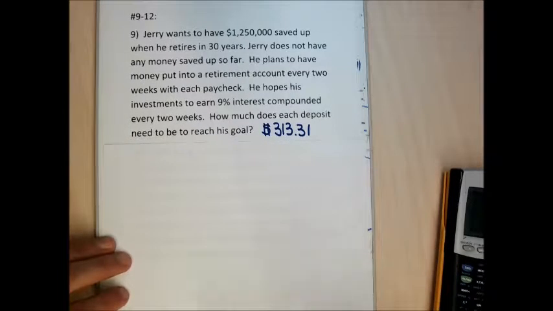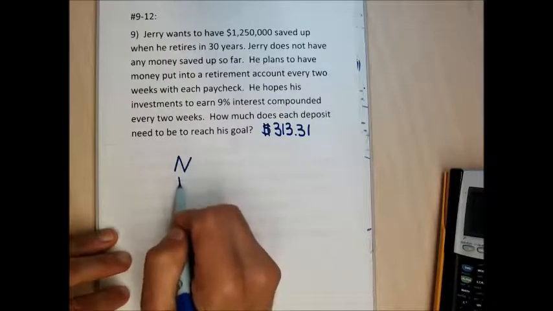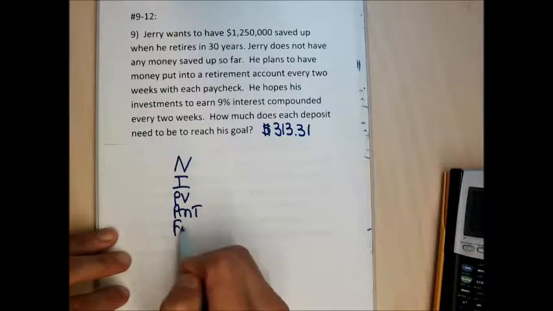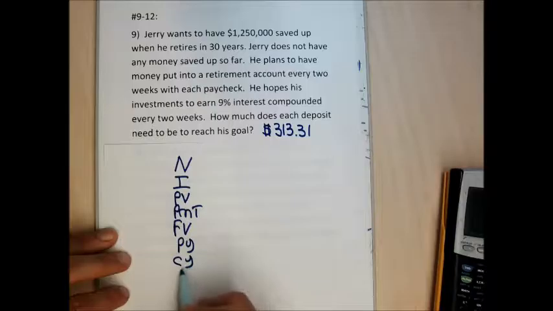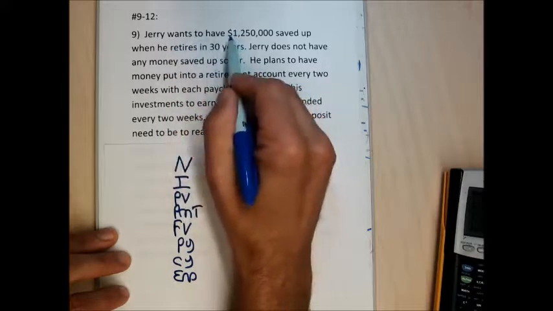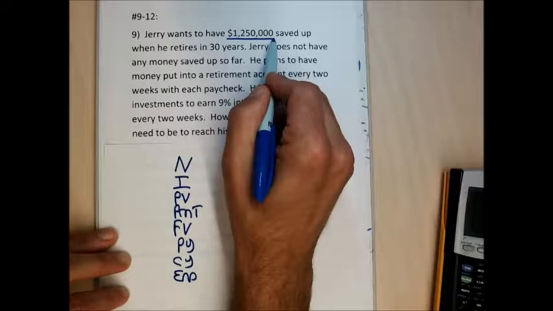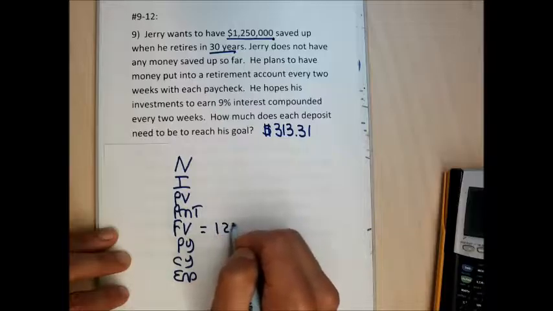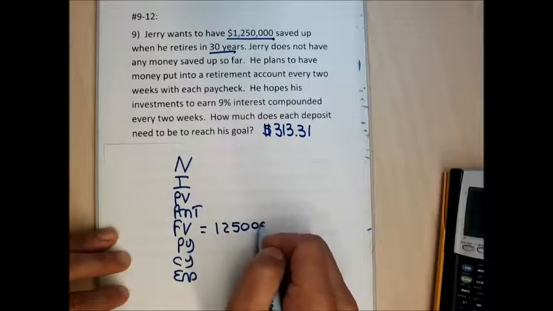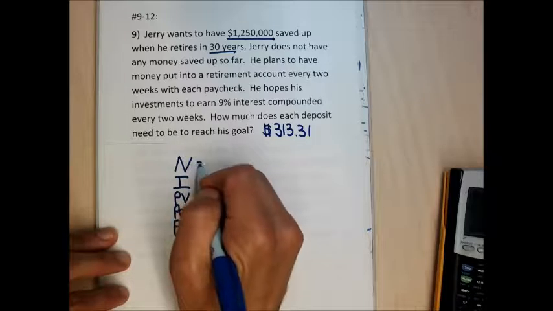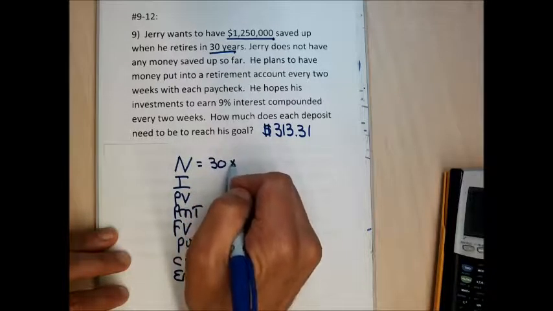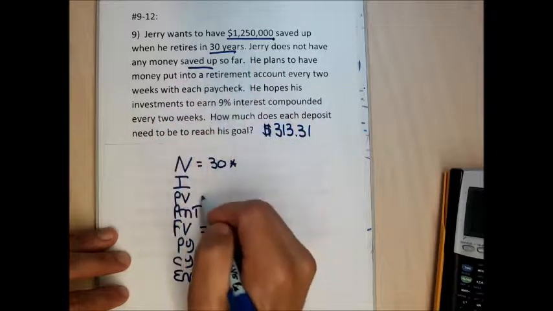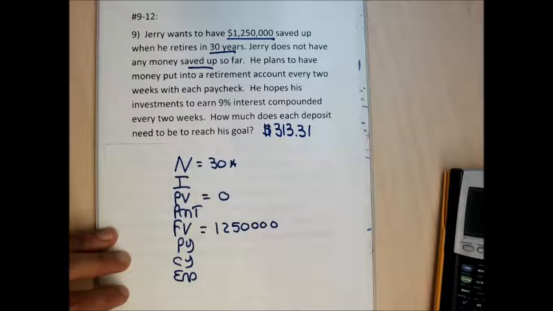So for number 9, I'm going to gear up. I'm going to set up for my N, my I, my PV, my PMT, my FV, my PY, my CY, and I leave it at end. So Jerry wants to have $1,250,000 saved up in 30 years. The $1,250,000 is going to be the future value. Future value is going as positive. The 30 years helps me find the N, but I'm going to need to multiply that by something before I have the full N. Jerry does not have any money saved up so far, so the PV is going to be 0.